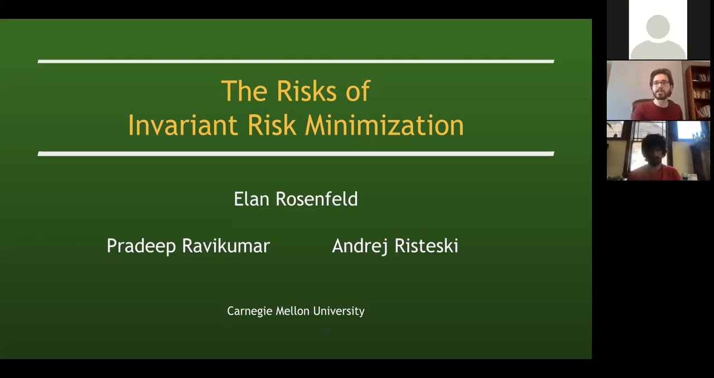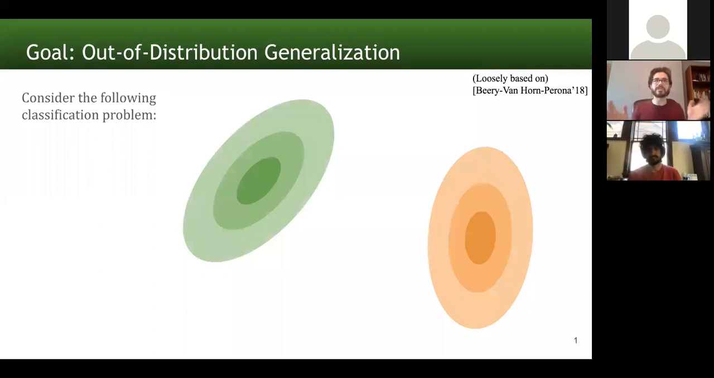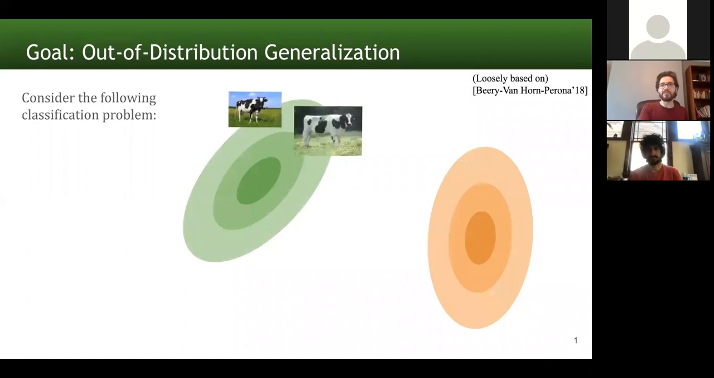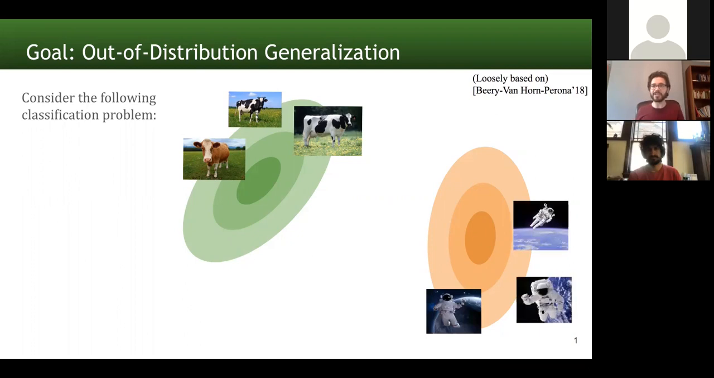So consider the following out of distribution binary classification problem. We have maybe images of cows in a meadow. And if you've seen this setup before in out of distribution generalization, you might be expecting camels. But I'm a little contrarian, so we're going to go with astronauts in space. And despite having not seen this exact example before, you're all excellent at out of distribution generalization. So you probably know what's coming next.